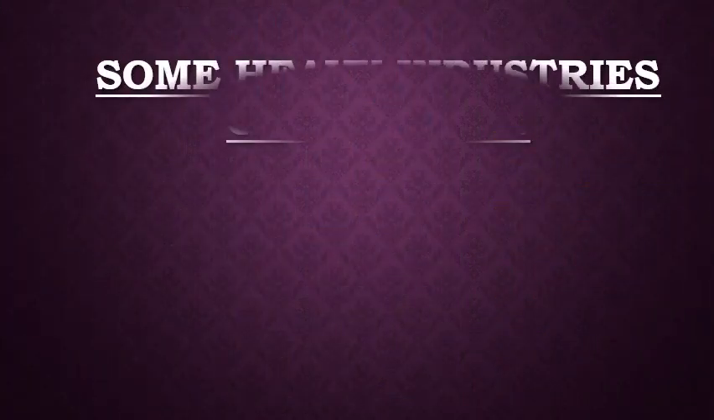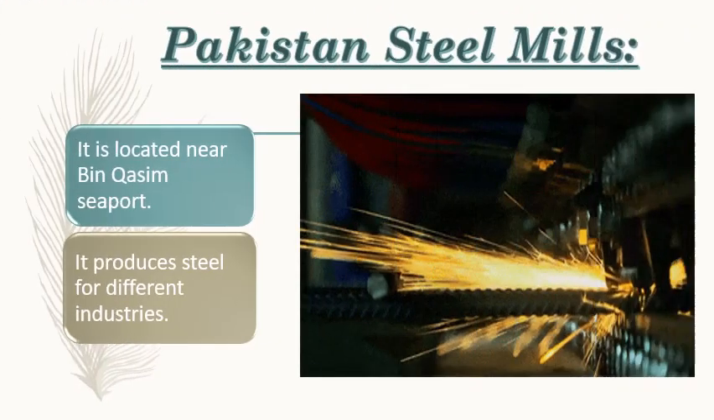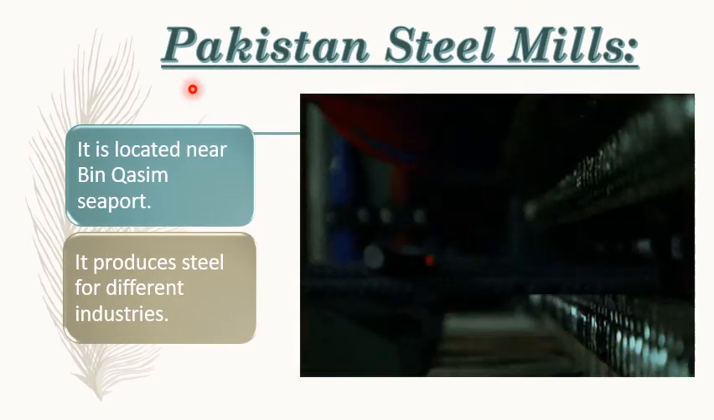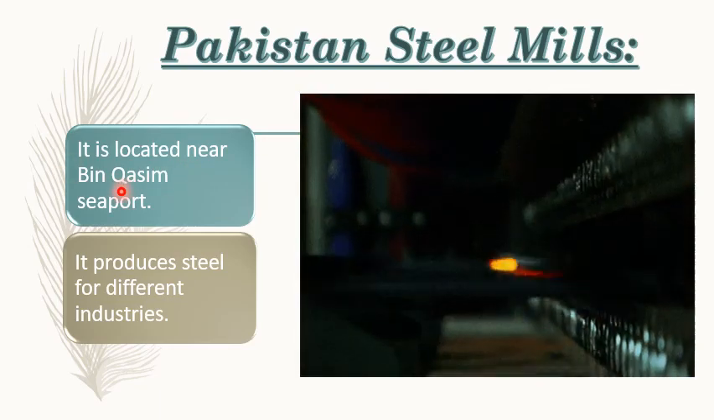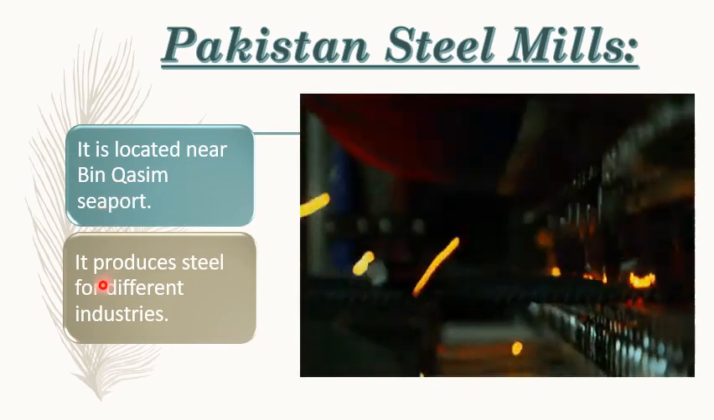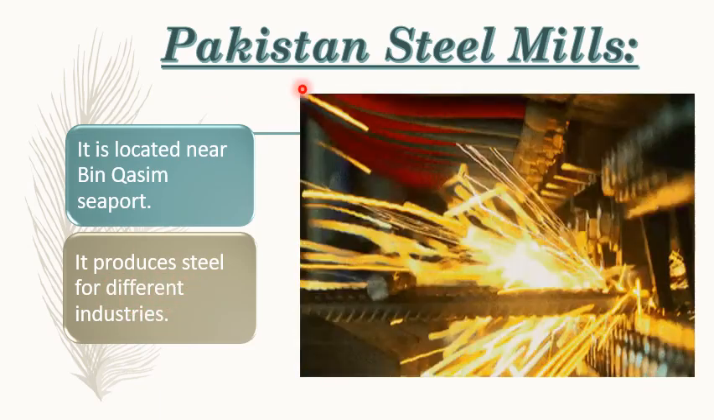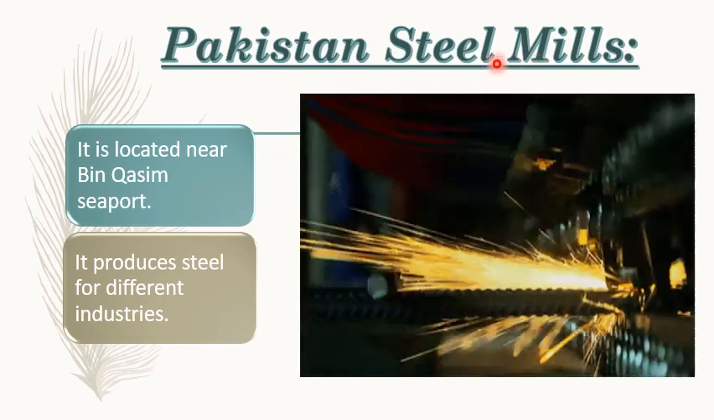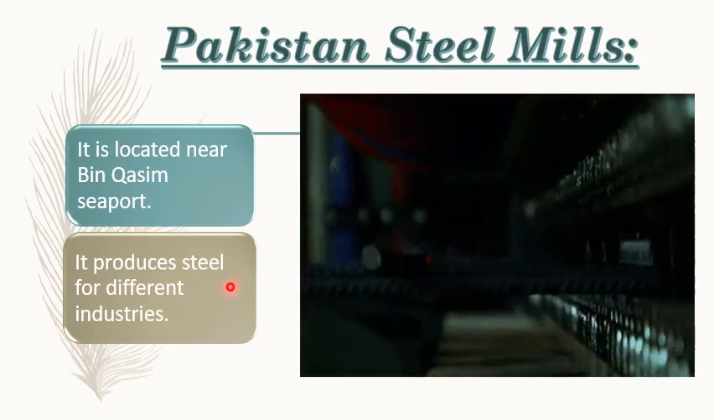There are some heavy industries in Pakistan, and these are Pakistan Steel Mills, Heavy Mechanical Complex, and Pakistan Machine Tool Factory. If we talk about Pakistan Steel Mills, it is located in Karachi near Bin Qasim Seaport, and it produces steel for different industries. Pakistan Steel Mills is an industry that produces steel or pig iron that is used by other industries.